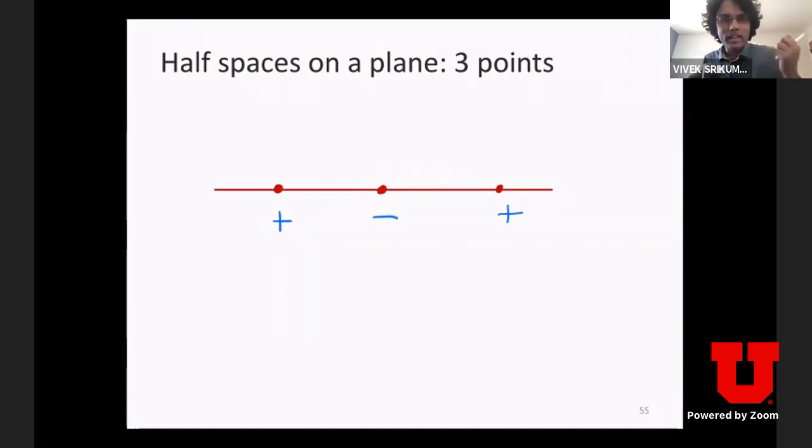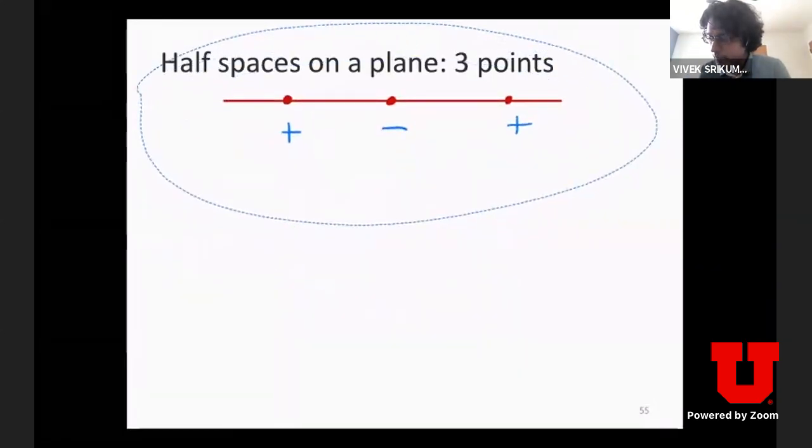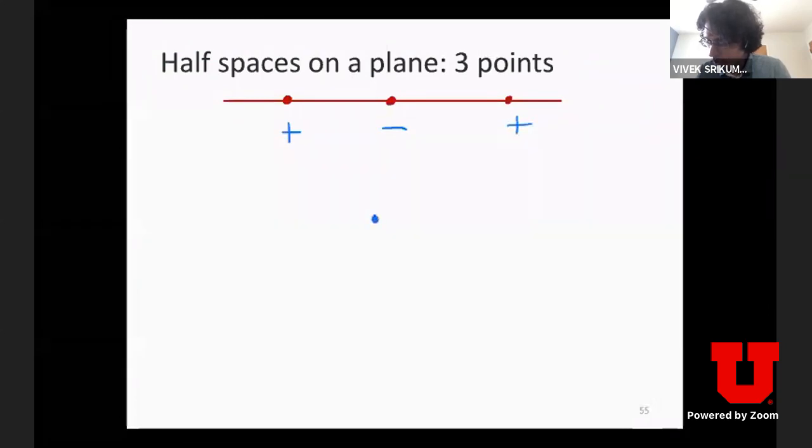We just need one example. What would be okay? Adam says consider 3 points that are not collinear. So let's consider 3 points that are not collinear. You have any 3 points in general, or collinearity is a rather special thing. So let's consider these 3 points. Now, what happens now?